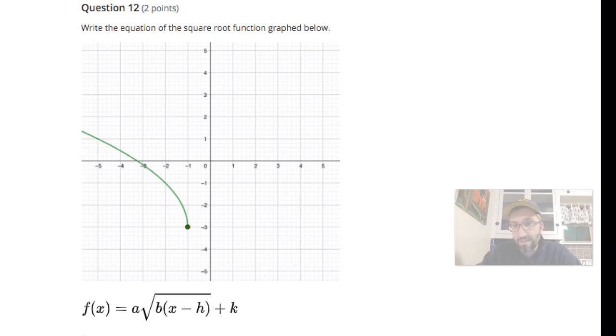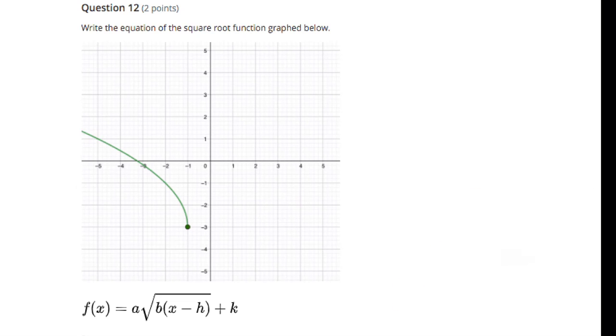So let's get started. On number 12, you're given a square root function. Told right here it's a square root function. And probably the first thing you'd want to identify is this initial point, that vertex. That looks like it's the point -3, no, -1, start with the x first, -3.